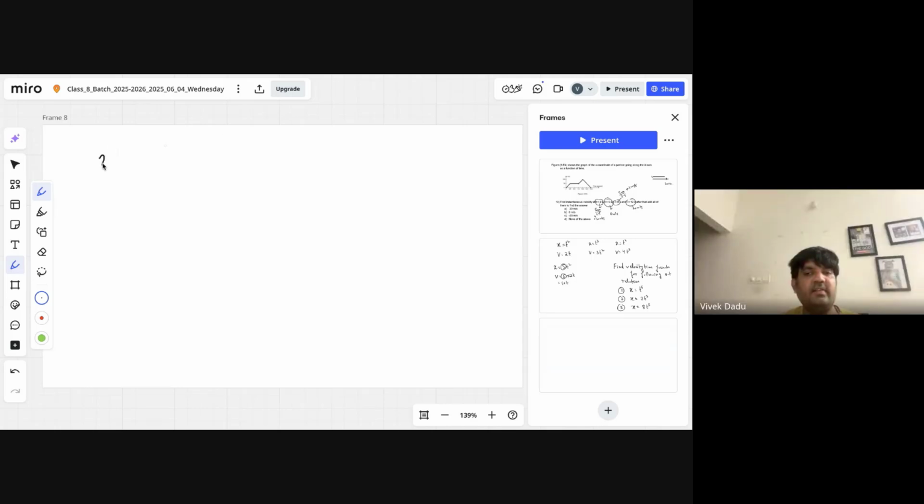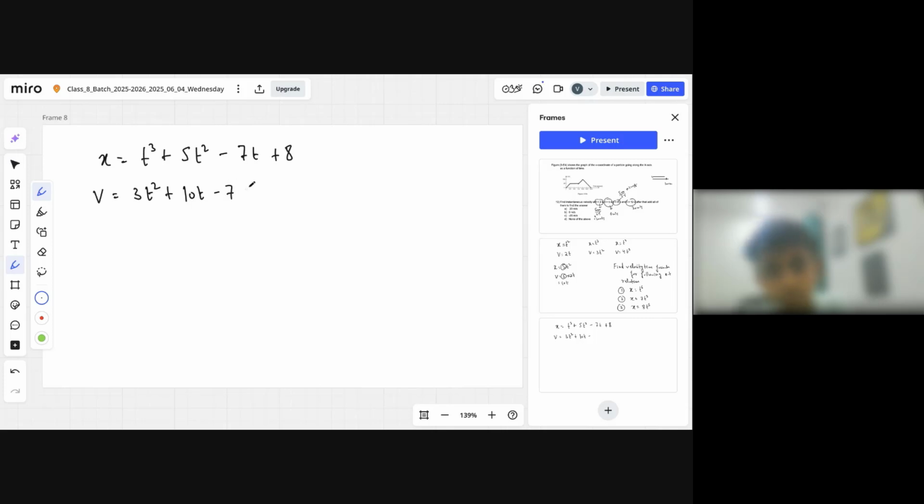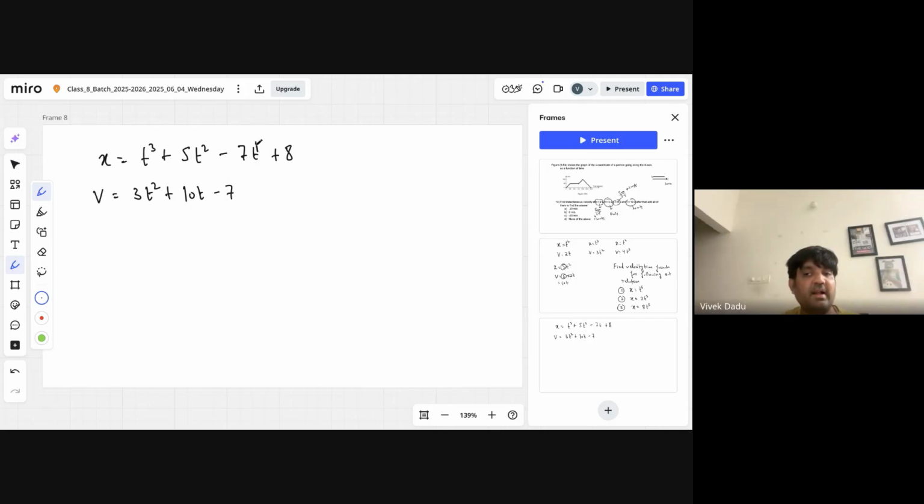Okay. Now let's say you have something like x equal to t cube plus 5t square minus 7t plus 8. No problem. Do them individually. T cube becomes 3t square, 5t square becomes 10t. Now you might be wondering what happens to 7t. Sir, it becomes 7. Why does it become 7? Look at it. If you go by the pattern, this was t power 1. So this power should become 0, and the 1 should come in front of it.